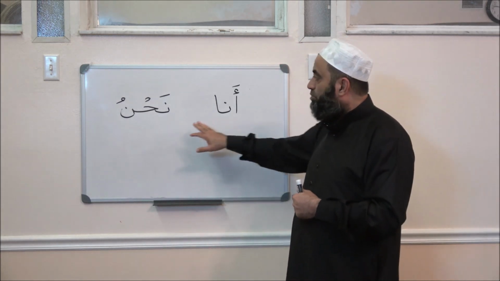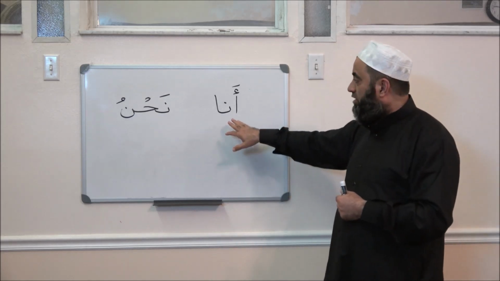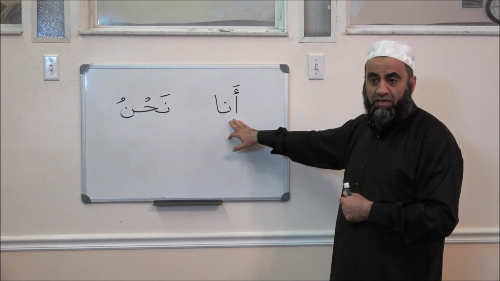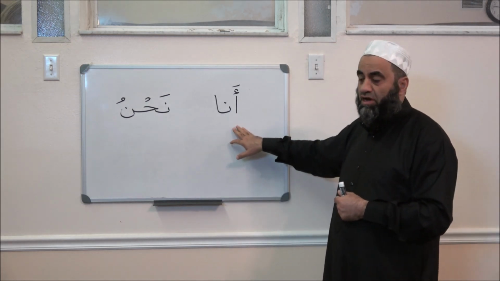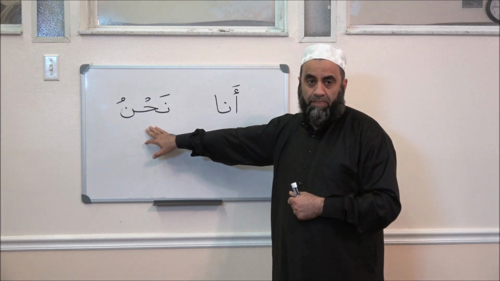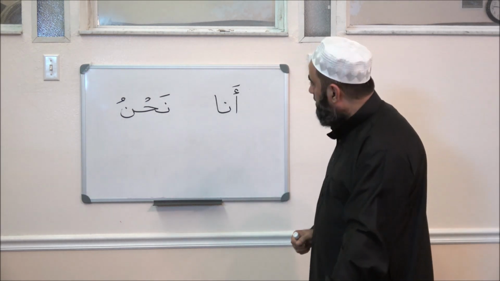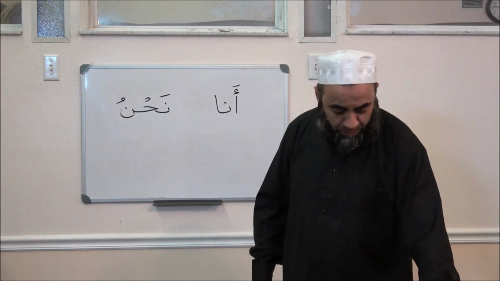So these are the 2 pronouns in the first person. Either we speak in singular I or we. In Arabic, ana for I, nahnu for we. Let us move now, for second person.